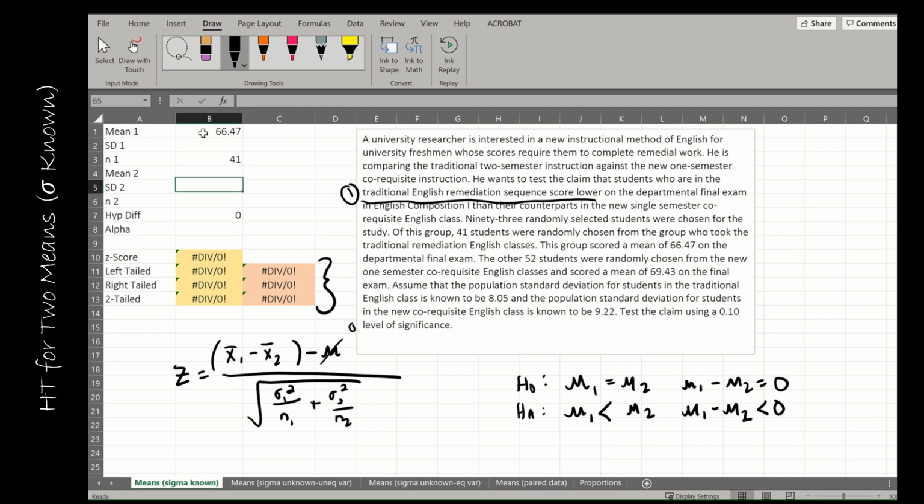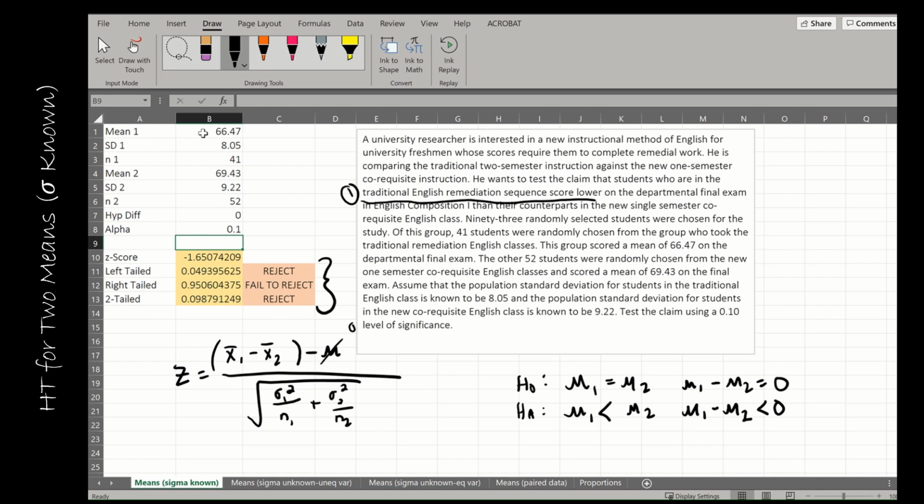The other 52 students, so that's the other group, scored a mean of 69.43. And assume the population standard deviation for students in the traditional English class is known to be 8.05. And for the new class is 9.22. And alpha, or the level of significance, is 0.1.